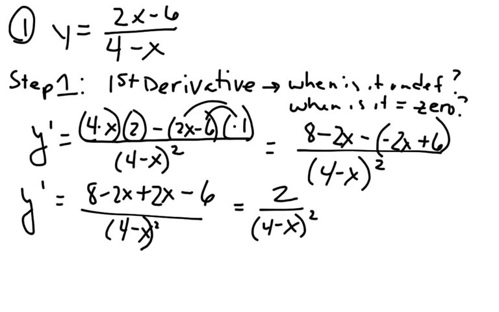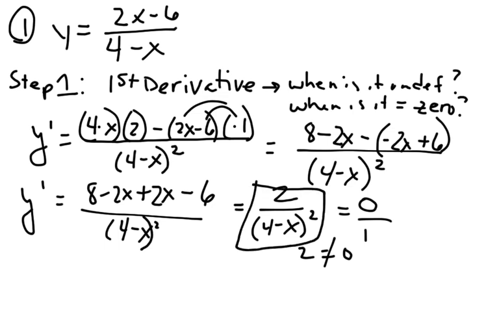So if I set this equal to 0, say I cross multiply here, you get 2 equals 0, which is a false statement. So the first derivative here is not ever going to be equal to 0, but it is undefined when x equals 4. That's going to cause the denominator to equal 0. So that is a critical value for this function. Alright, yes, I see you, kitty.